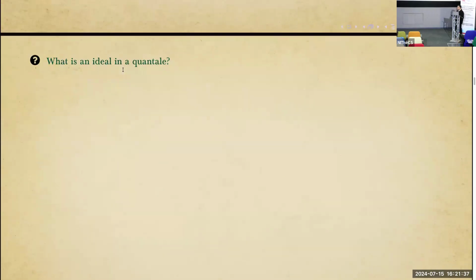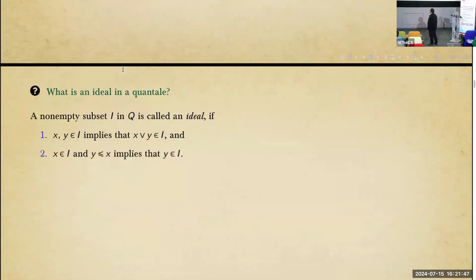Okay, so we talked about ideals in rings or ring-type structures. The question is, can you also define an ideal in a quantale? Yes, we can define an ideal in a quantale. We just try to copy what we have done for rings. In a ring, if we have two elements x and y, their sum should be there. So the sum will be replaced by their join. And then there is the condition of being bounded below, that if some element is there, anything below that element should be there.